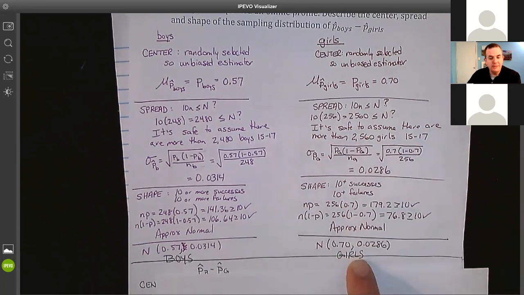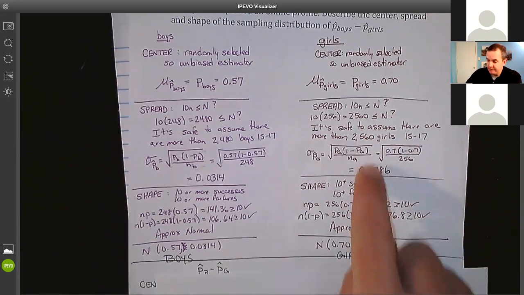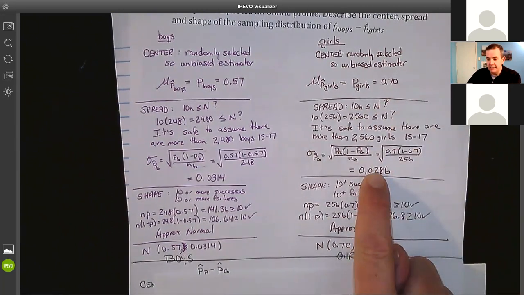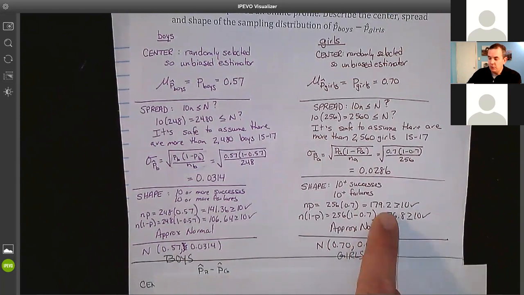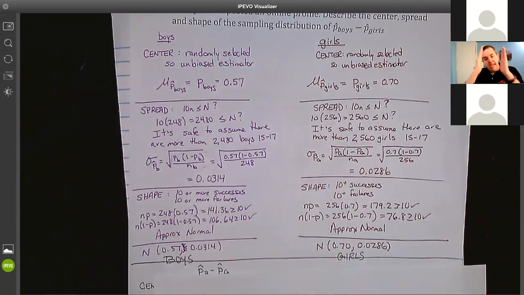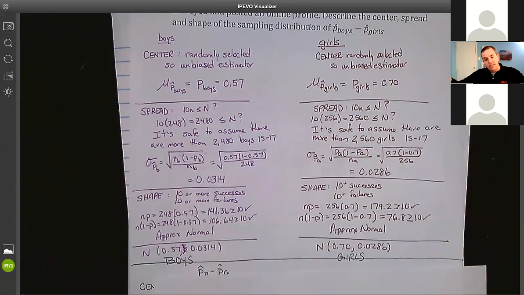Well, I just did the same process for girls. I came up with the same idea, centered at 70, standard deviation at 2.8, approximately normal. They met the success and failure conditions. So now I have a girls' distribution centered at 70, with about 2.8 for each standard deviation, and it's approximately normal. So now I can answer questions about girls.